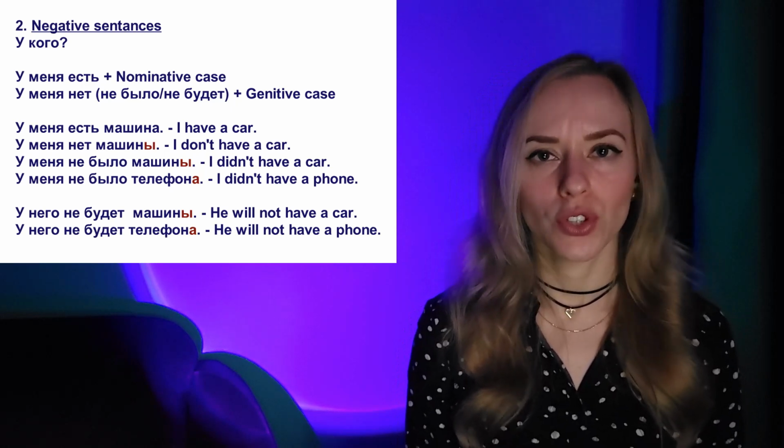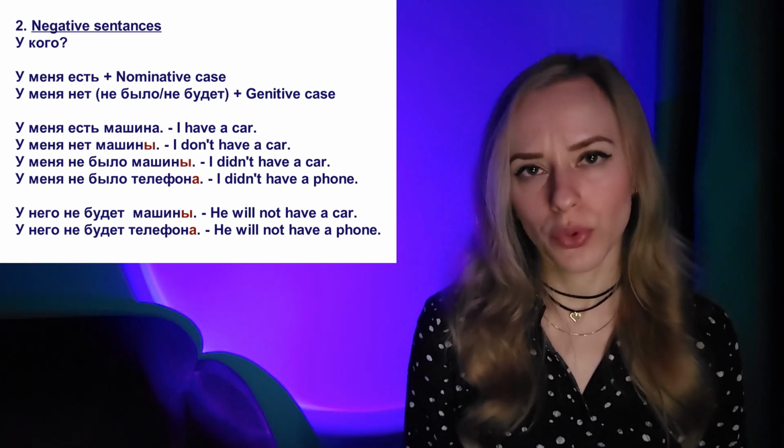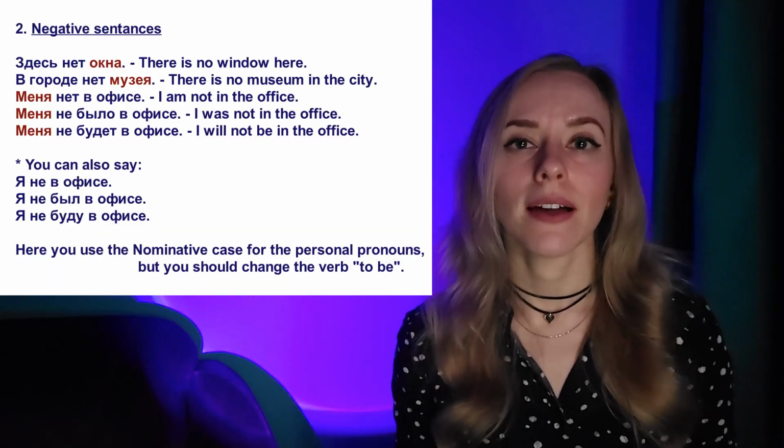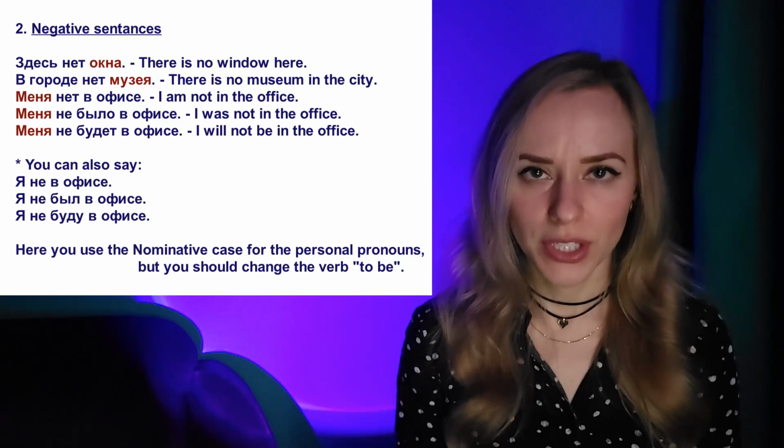This не было we don't change. Or у него не будет машины, у него не будет телефона. This не будет also doesn't change. We can also say, for example, здесь нет окна. Or в городе нет музея.